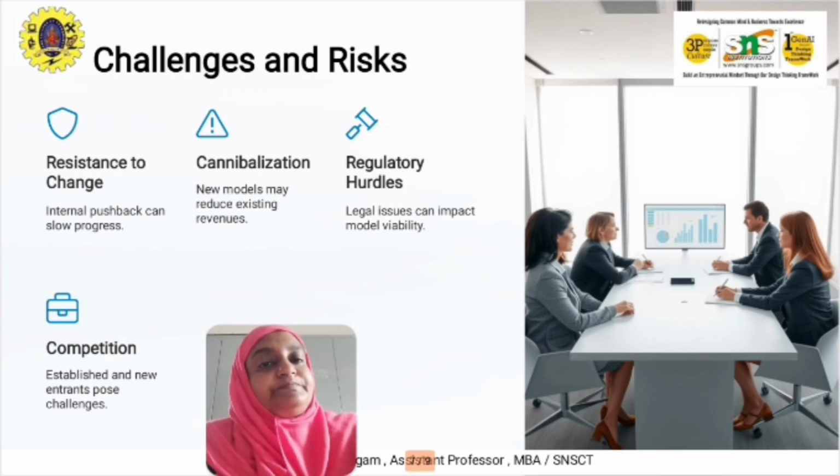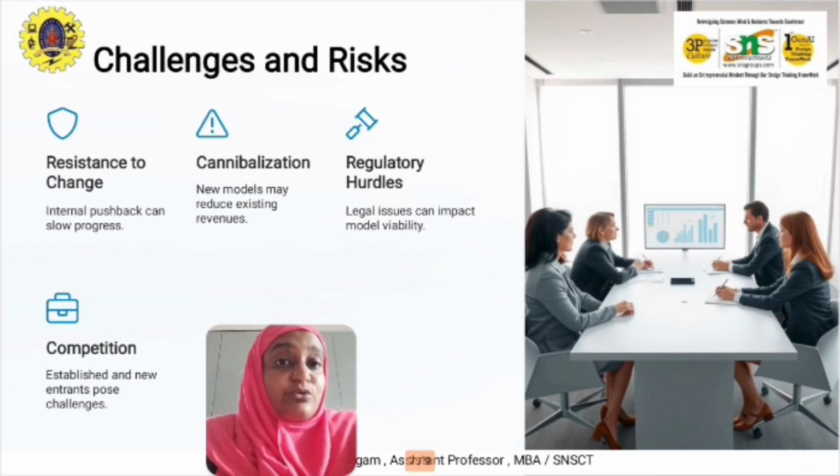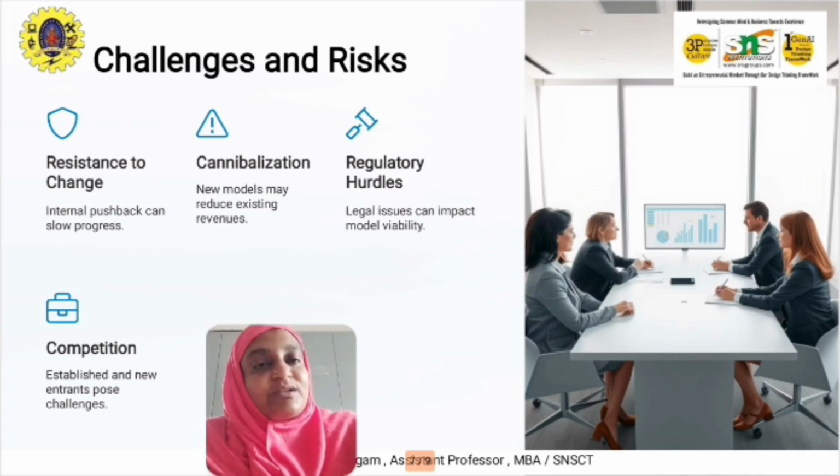Then cannibalization is where the usage of the existing product can be reduced. So there is much more risk, where the competitors may create much more discrepancies in your market. Regulatory hurdles are legal issues that can impact model viability, or the same product could be branded by another person. So regulatory hurdles should be pertained to. It can be sudden or it could be a long term thing, so you have to deal with it then and there.